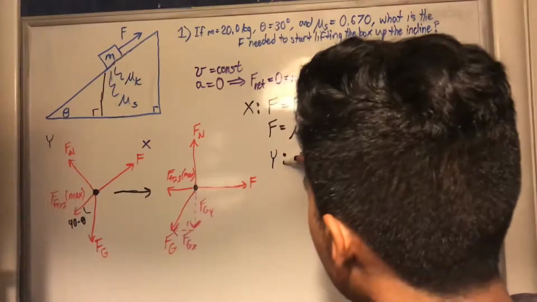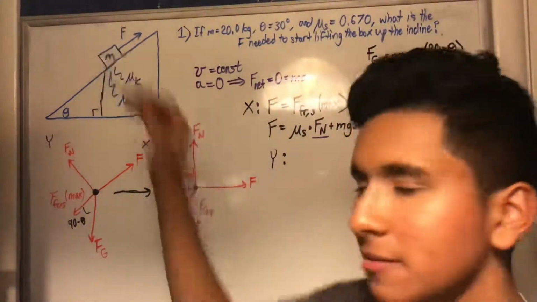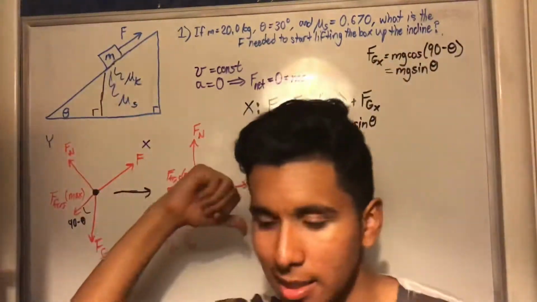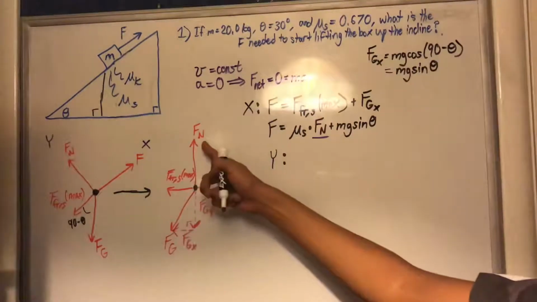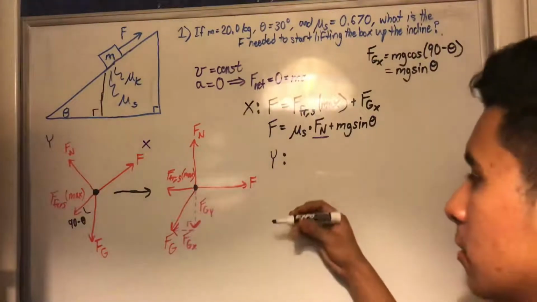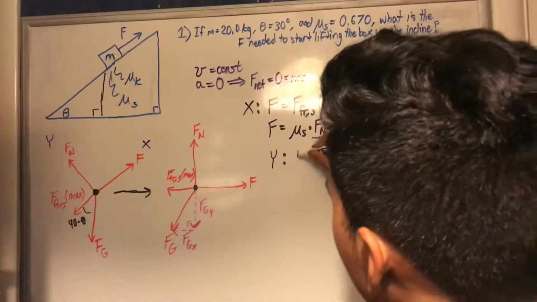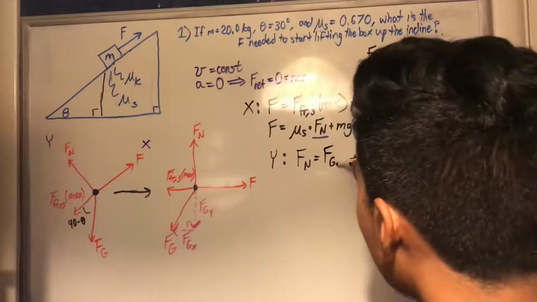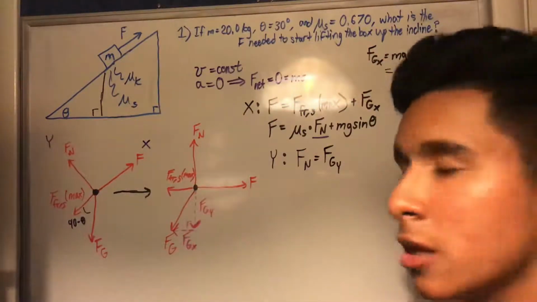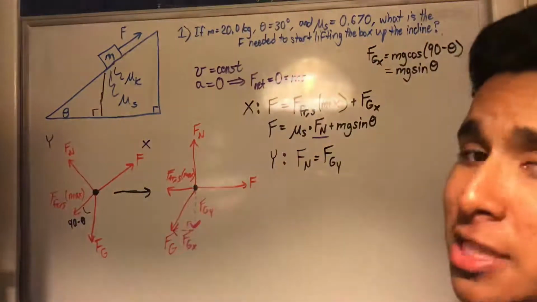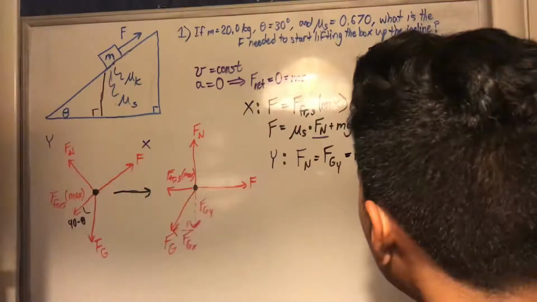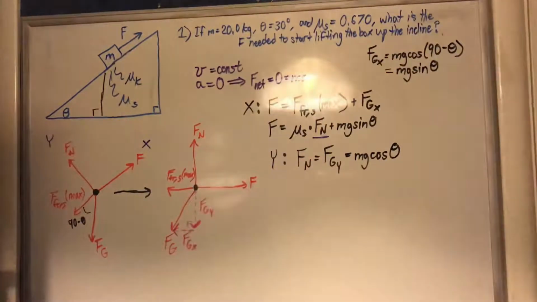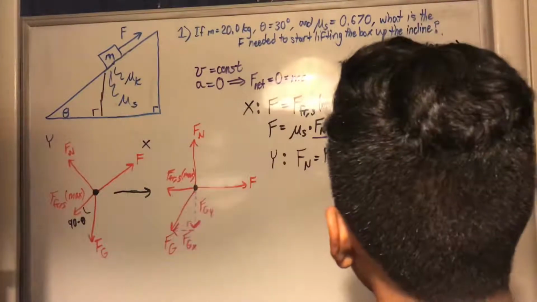So let's look at y. Once again, the acceleration in the y direction is 0. The box doesn't move up above the incline and doesn't move into the incline. So we can just say that both sides are equal. Up is equal to down. Fn, the only force going up, is equal to Fgy, the only force going down in the y. And because Fgx is mg sine theta, Fgy must be mg cosine theta. And now we actually have a value for Fn.